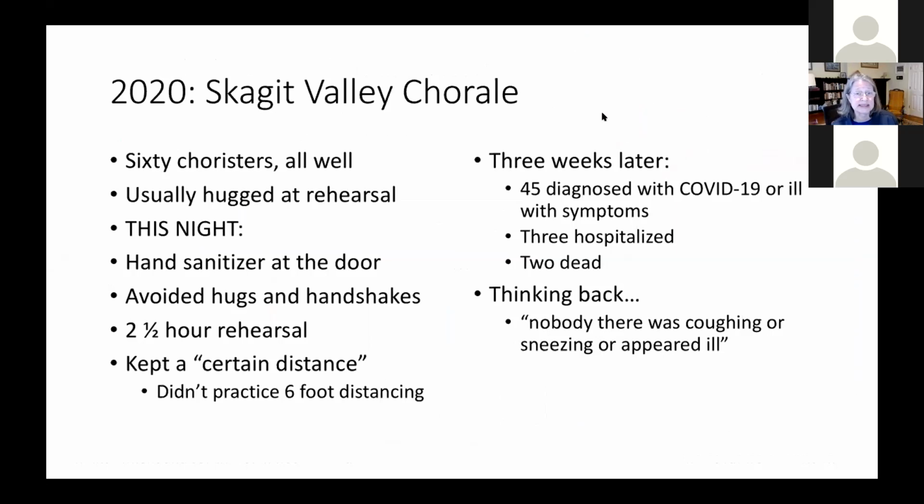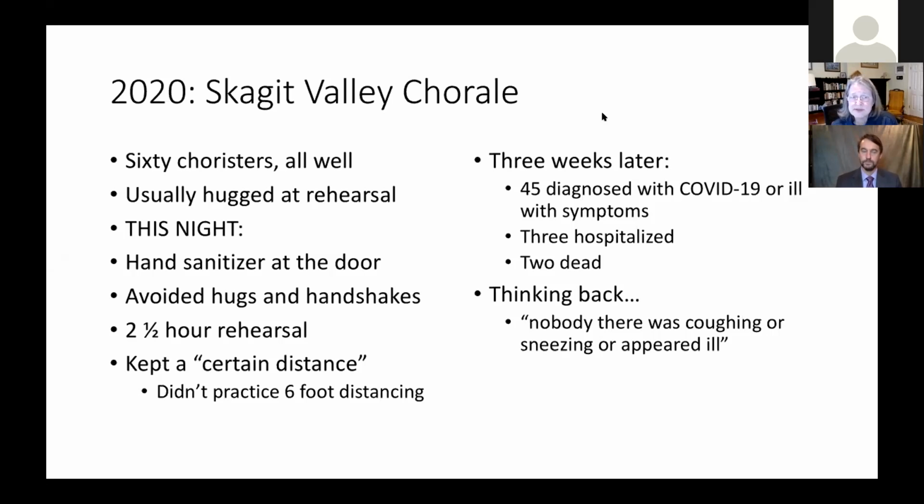Nobody in the area seemed to be sick, and people were careful. They used hand sanitizer. They brought their own music. They avoided hugs. There was a 2.5-hour rehearsal, and they kept a distance. Three weeks later, three-quarters of them are ill with COVID-19, either diagnosed or with symptoms, 3 hospitalized and 2 are dead. They thought back on this fateful evening, and they thought, no, there was nobody that seemed to be coughing or appeared ill.